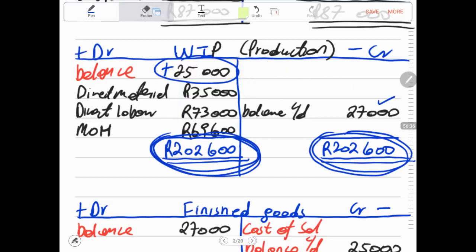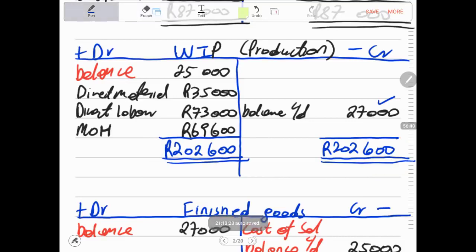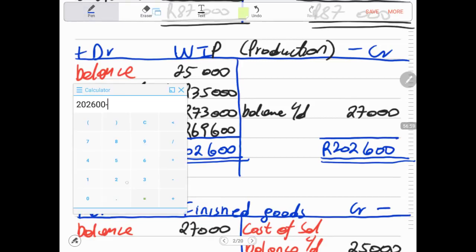If you see that at the end of the year, we only have 27,000. But what was in the work in process in total was 202,600. But what is left in terms of the value of the work that is in process is only 27,000. What happened to the rest? Meaning the rest was finished. So now we will have to say 202,600 minus 27,000. And this becomes finished goods.